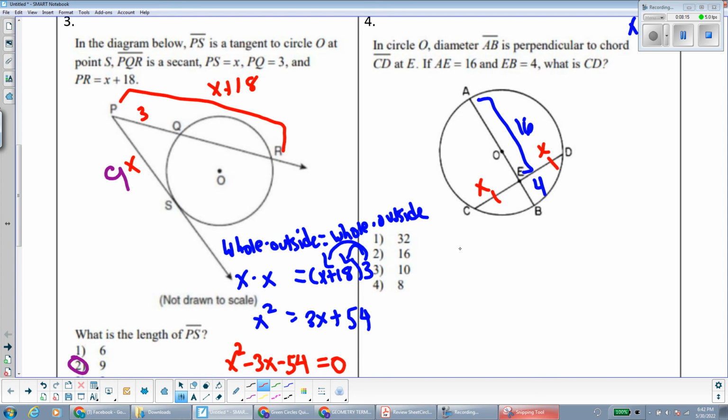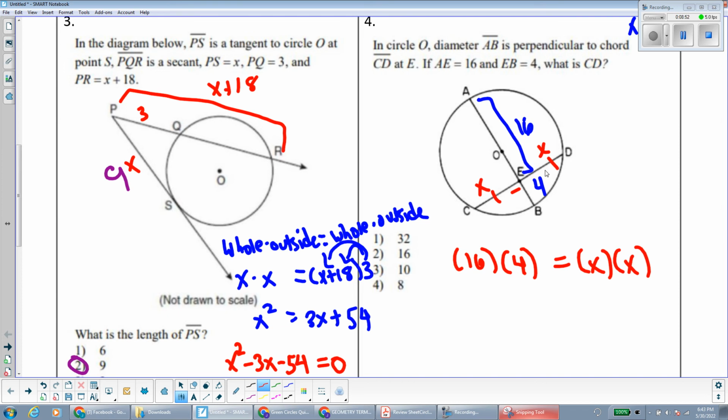Okay, so now I can do the part of this chord, which is 16, times the other part of that chord, which is 4, is equal to the part of this chord, which is x, times the other part of that chord, which is x. Remember, when we have segments inside the circle, we can't use whole times outside equals whole times outside because nothing is outside the circle. That wouldn't make sense. We wouldn't have anything to plug in. So when we have segments inside the circle that we want to find the length of, we use the product of each part of one segment is equal to the product of each part of the other segment.